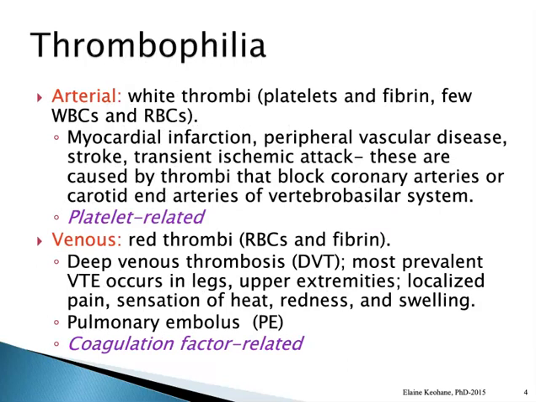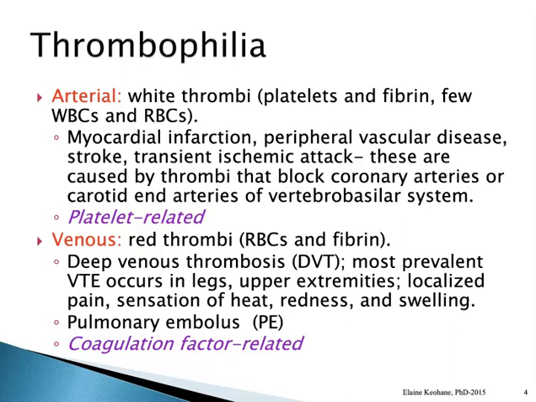There are 2 types of thrombophilia: arterial thrombophilia or venous thrombophilia. When we are talking about arterial thrombophilia, we call it the white thrombi. In the white thrombi, you will find platelets and fibrin and few white blood cells and red blood cells. This implicates myocardial infarction, peripheral vascular disease, stroke, and transient ischemic attack. These are caused by thrombi that block coronary arteries or the carotid arteries or the arteries of the vertebrobasilar system.